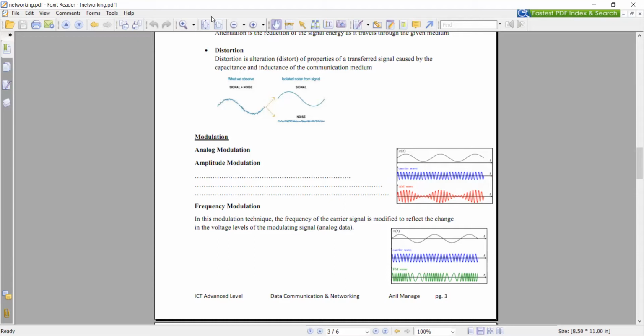Then look at frequency modulation. In frequency modulation, the carrier signal and the data signal are there, but it is changing the frequency. The modulation is formed by changing the frequency. So in this modulation technique, the frequency of the carrier signal is modified. The frequency of the carrier signal changes, modified to reflect the change in the voltage level of the modulating signal, the analog data.